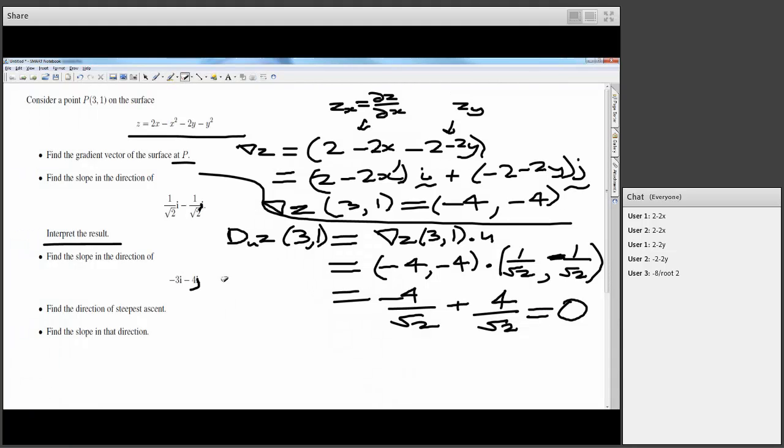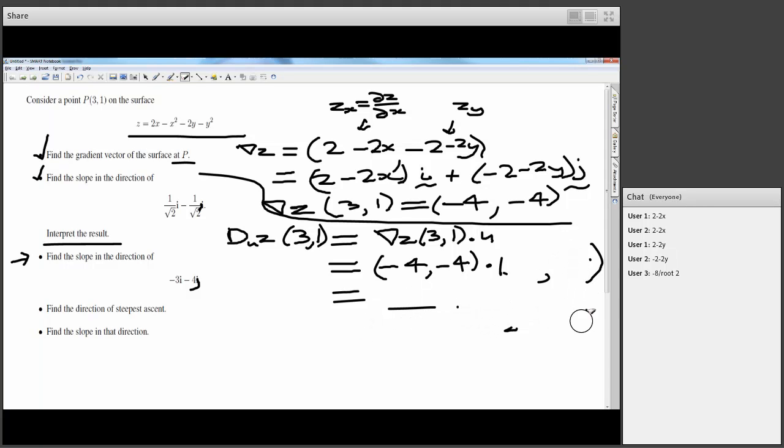So what we want to do then is, well, we've done the first two. Let's look at the next one. Let's find the slope in a different direction here. And you might be tempted to do the same sort of thing. So I just replace the components of u, so it's exactly the same sort of stuff.